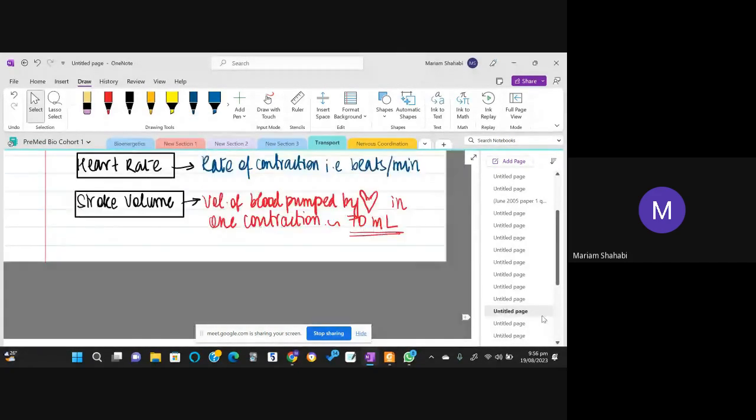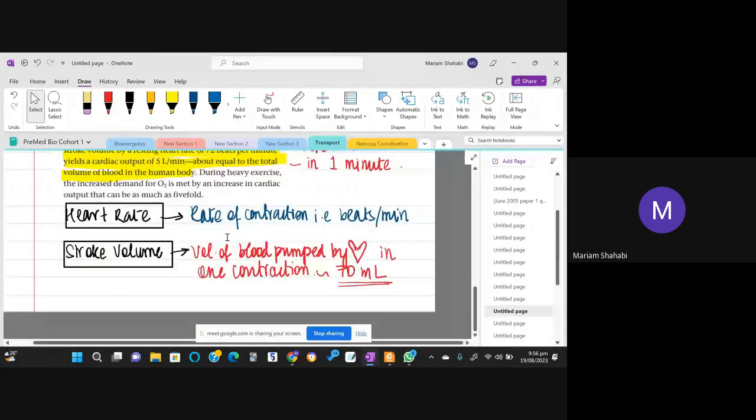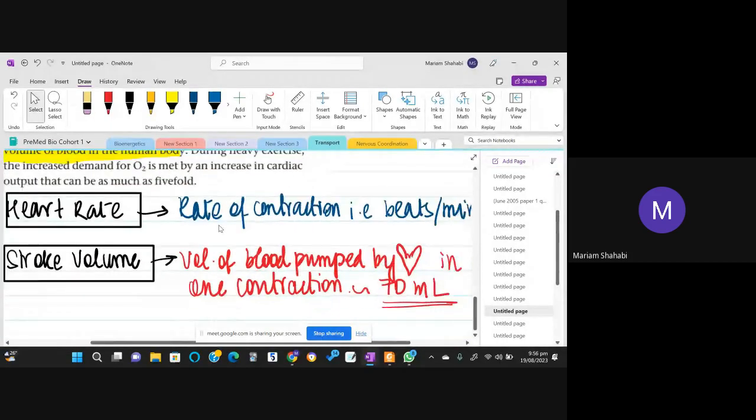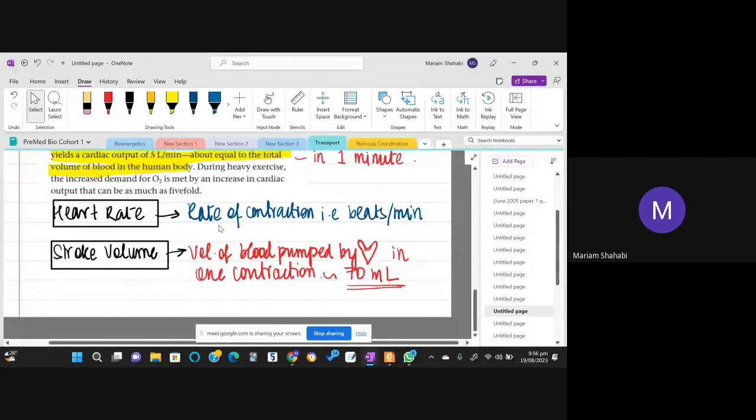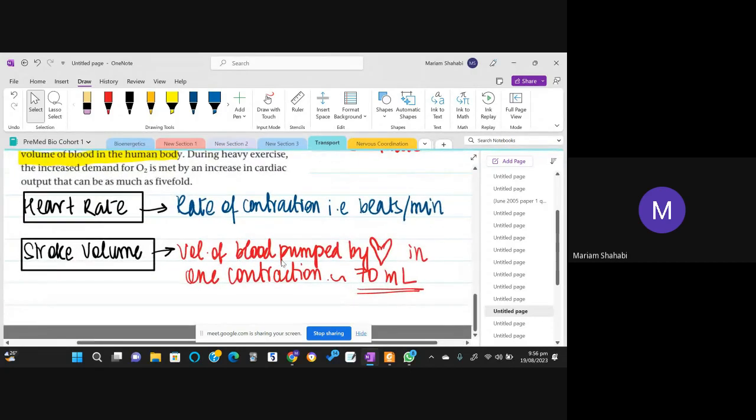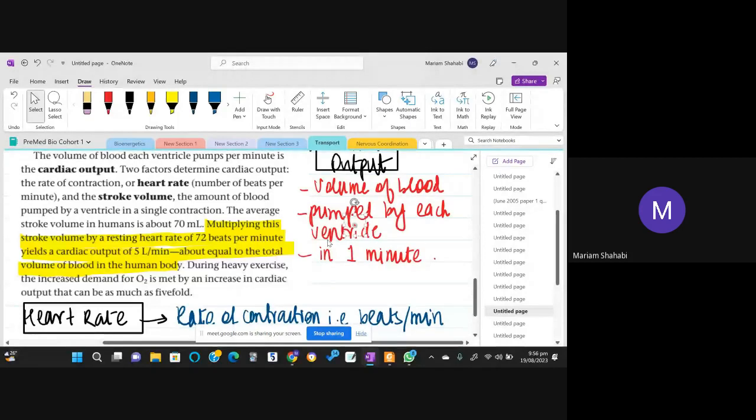Achha, now there were these basic terms: heart rate, cardiac output, and stroke volume. Heart rate, though, is simply the number of beats per minute. Stroke volume is the volume of blood that the ventricle pumps in one contraction, the amount of blood pumped by a ventricle in a single contraction.